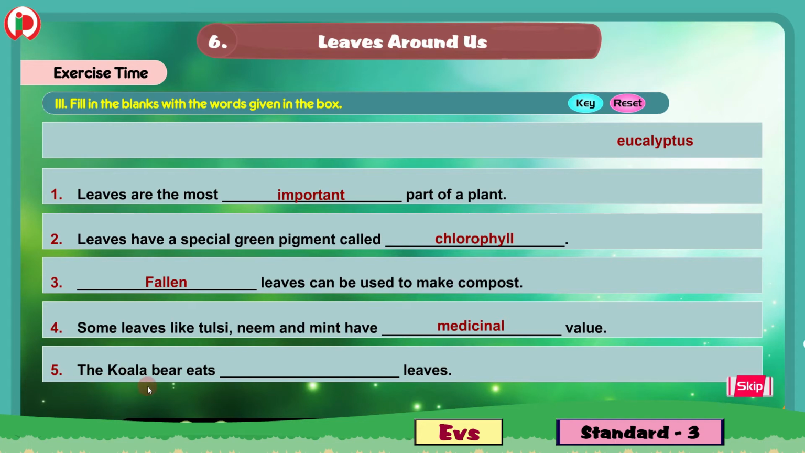5. The koala bear eats dash leaves. And here the correct word is eucalyptus. The koala bear eats eucalyptus leaves.